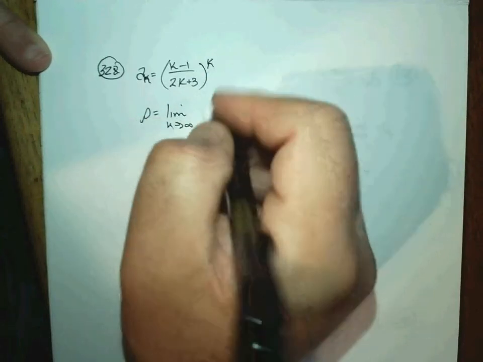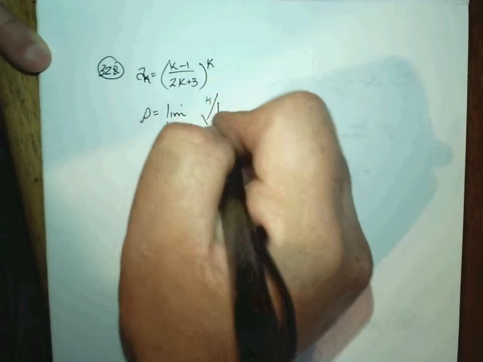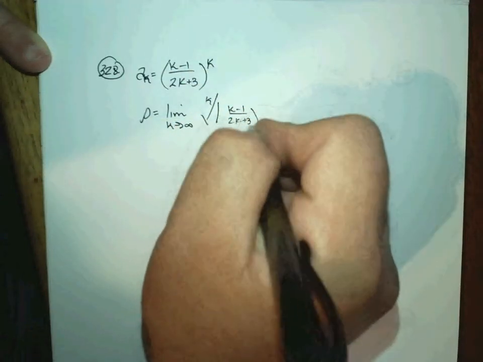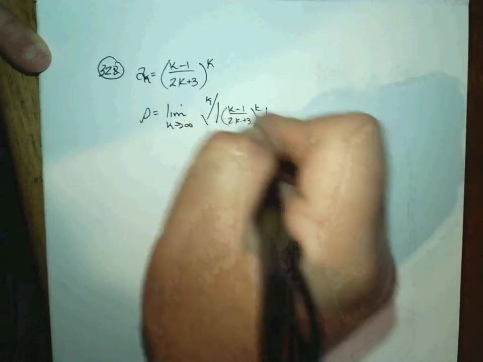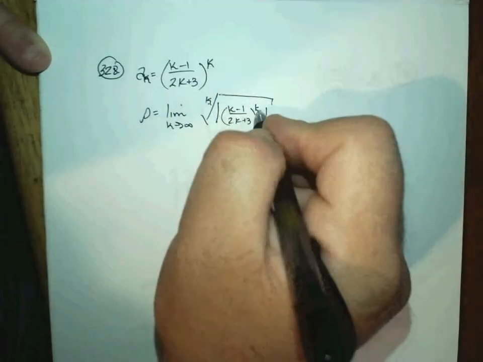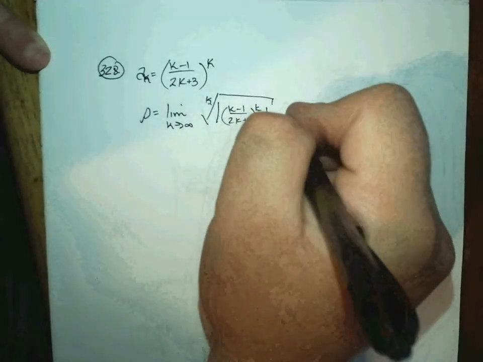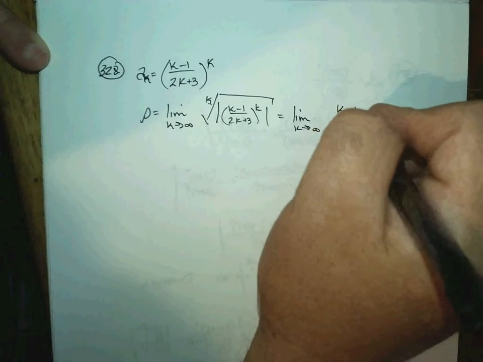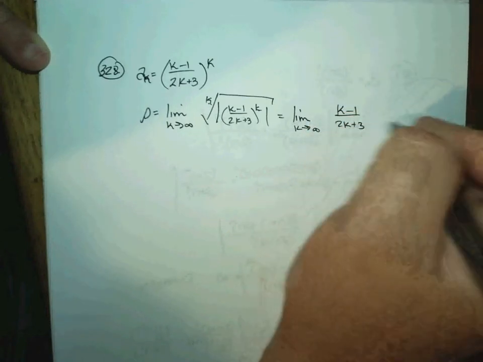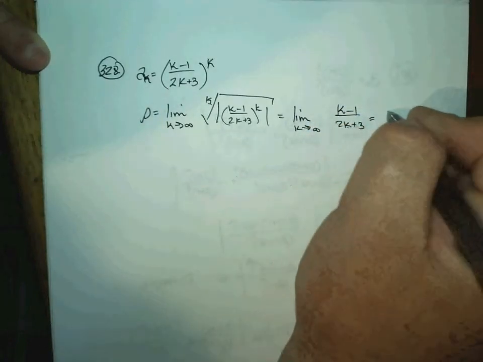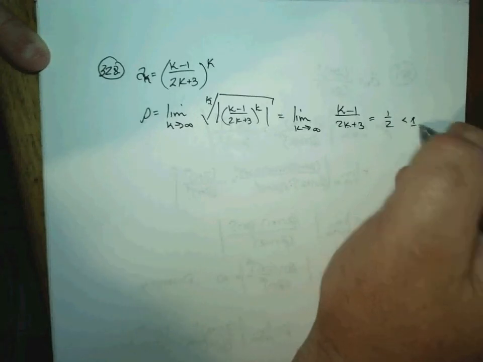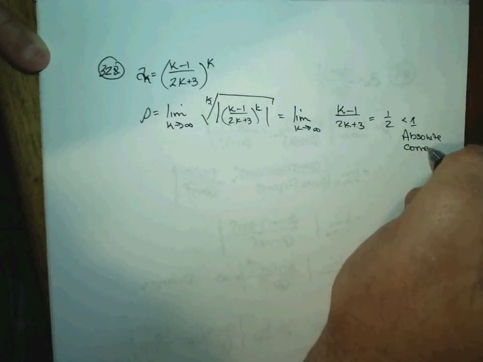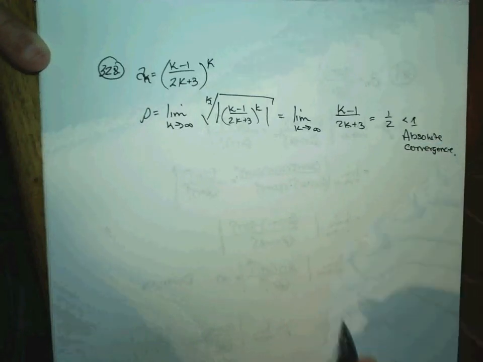And so the rho is the limit, this time k, instead of n, going to infinity of the kth root of the absolute value of this. And when you take the kth root of the kth power, of course, they simply cancel. So you're left with the limit of k minus 1 over 2k plus 3. K over 2k becomes a half. That's less than 1, so you have absolute convergence.